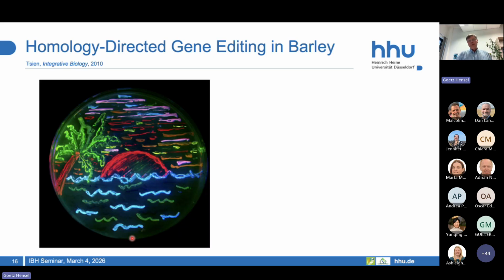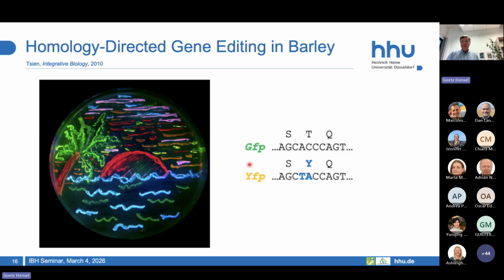So you are aware of fluorescent proteins, and here if you look closely, the green fluorescent protein and the yellow fluorescent protein differ only in 2 nucleotides, which make a change in these 3 amino acids, and this then leads to a different fluorescent outcome. So you can change the GFP into YFP or vice versa.